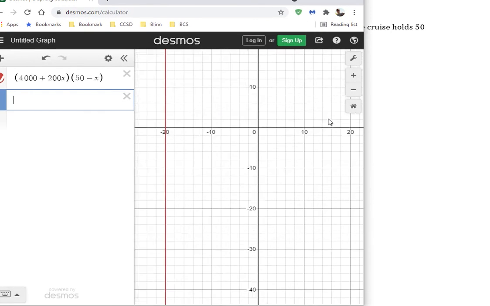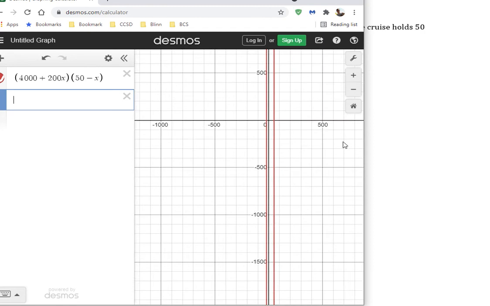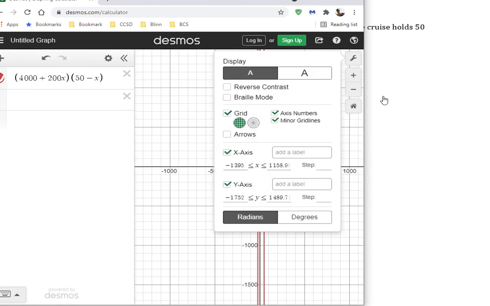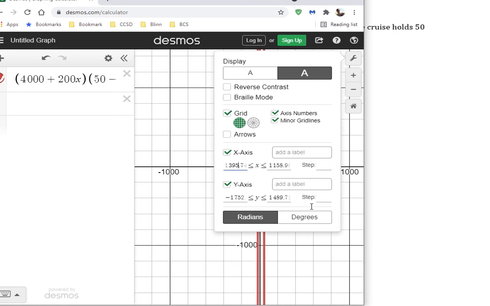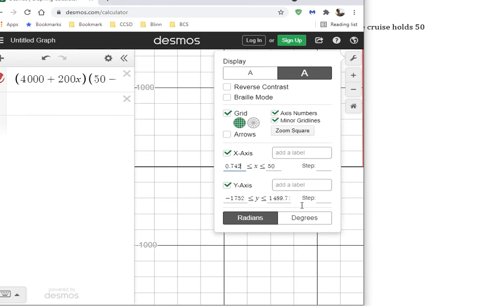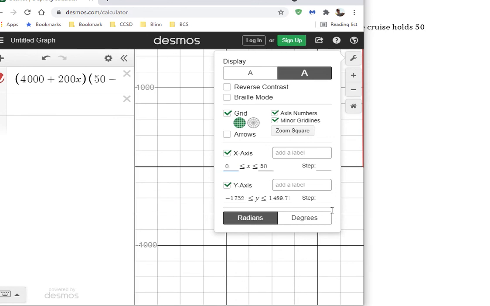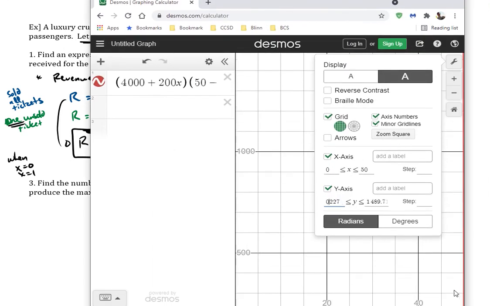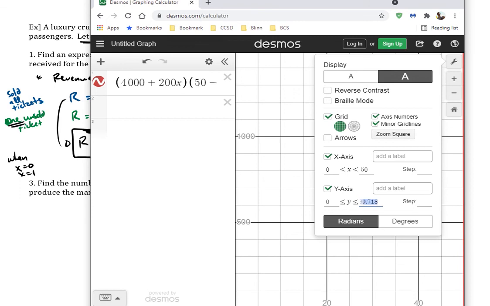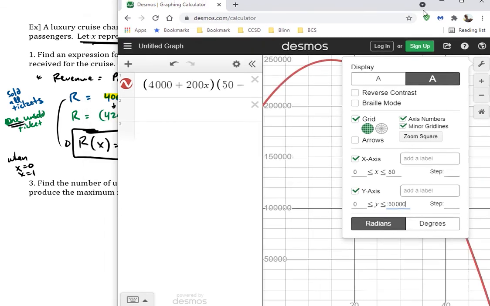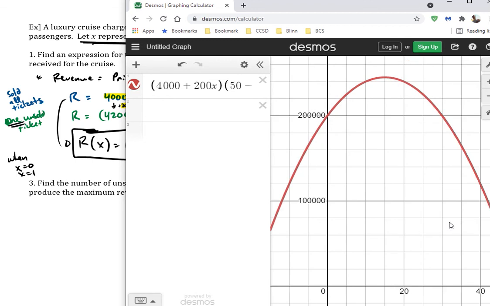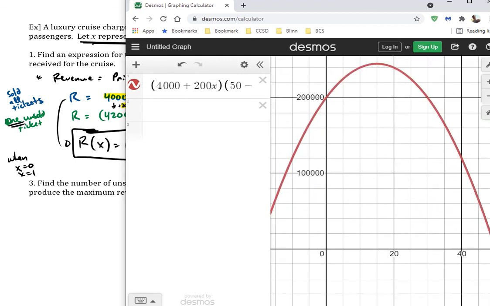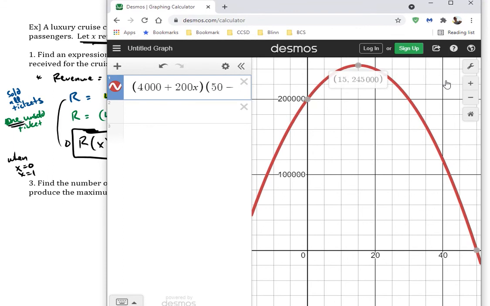And then, well, I don't see anything, so that means I probably need to zoom out. Oh, there we go. Look at that steepness in it. Okay, so I need to adjust my axis. The biggest x could be is 50, and the smallest it could be is 0, because x is the number of unsold tickets, so it's somewhere between 0 and 50. And then our y-axis, well, we already saw with our scratch work, it was near 200,000 something. So how about we go 0 to 250,000. I think that will make it fit. Looks like it. Okay, and I can even zoom out a little to see the whole parabola. Okay, so there is our graph.